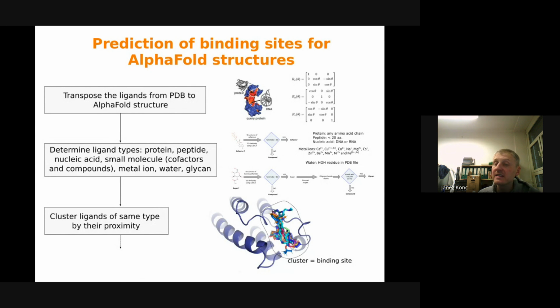And how do we then define a binding site? We cluster these ligands of the same type by proximity, and ligands that basically overlap with each other represent one binding site.